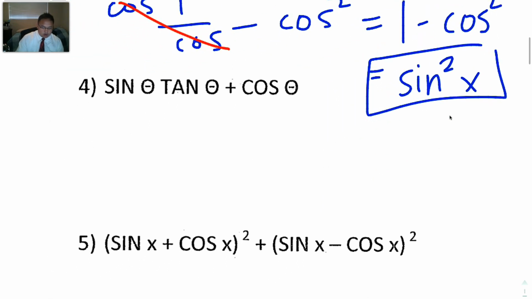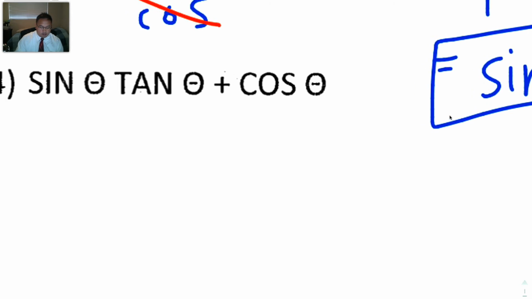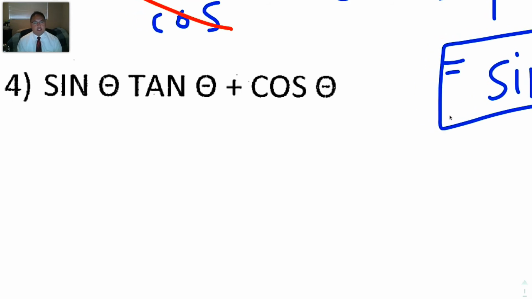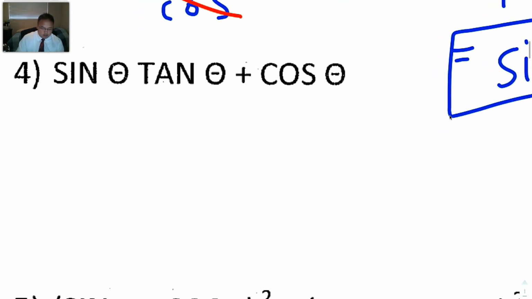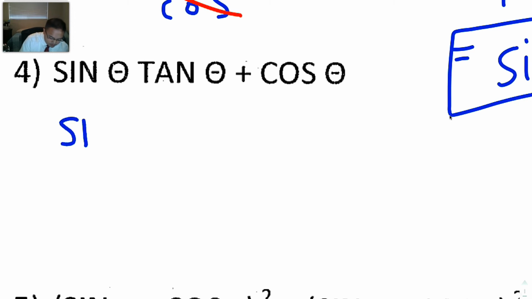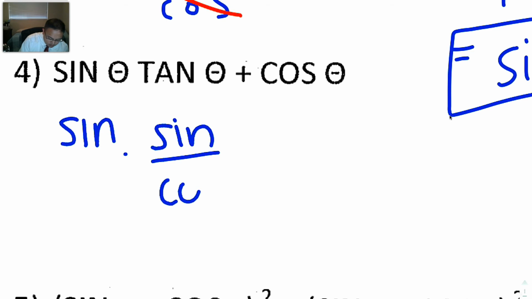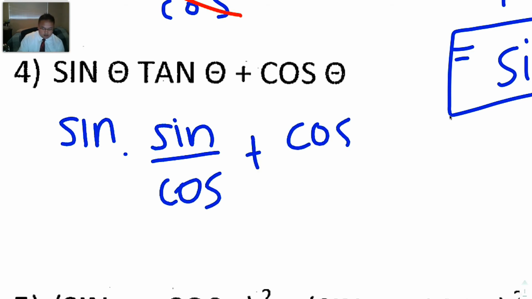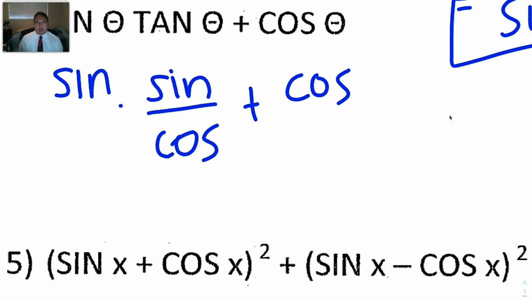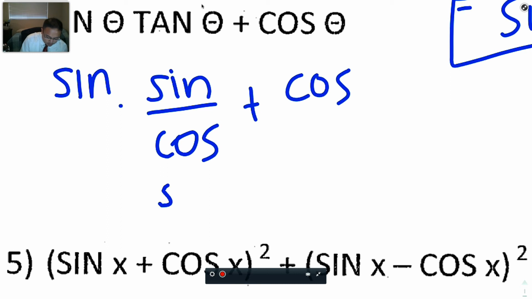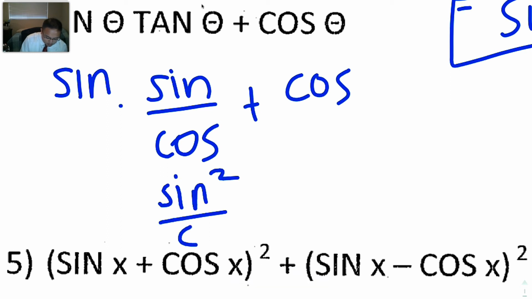In number 4, I don't have a multiplication, but I do have almost everything in sines and cosines, but I have a tangent. So before I start, I'll make this sine times, and again, I'm going to remove the thetas. Sine times sine over cosine plus cosine. Here I'm going to multiply out the left term. Here I have 2 sines, so this is going to be sine squared over cosine plus cosine.